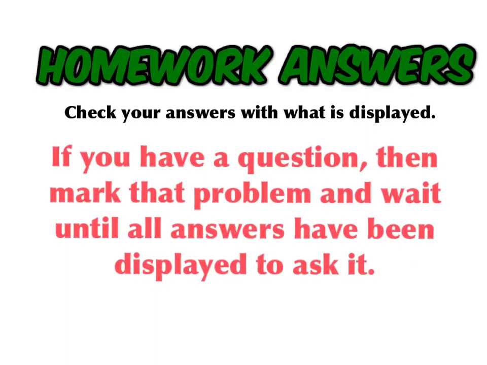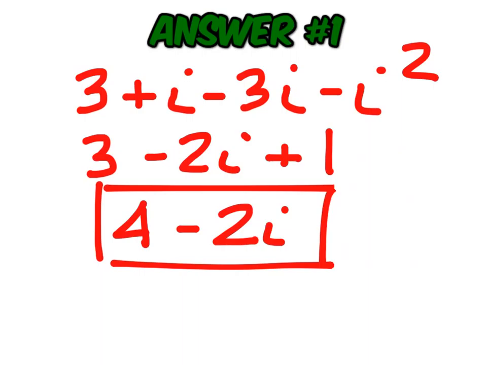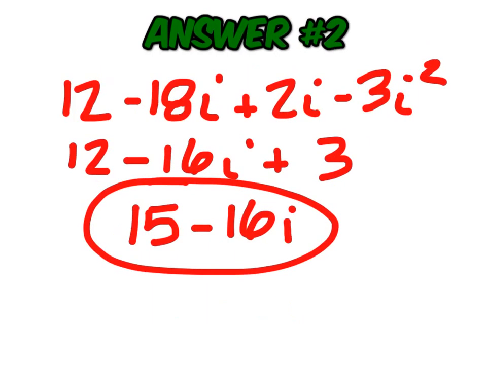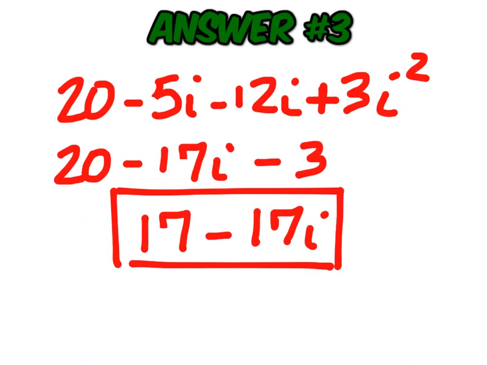We're going to read off the answers, so check mark the ones that you get right, and then we'll go back and look at the work and answer questions after we go through the answers. Number 1 is 4 minus 2i, and don't forget that you must have your answers in the form a plus bi. The imaginary number must come second. 2 is 15 minus 16i. 3 is 17 minus 17i.